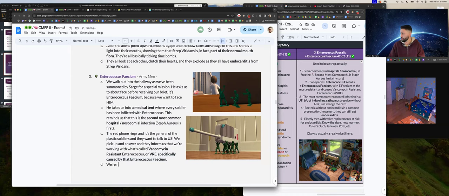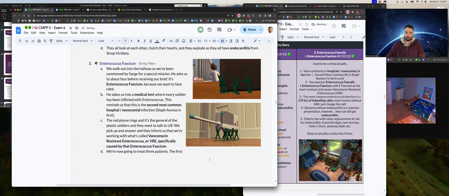We're now going to treat three patients. The first has an indwelling catheter, and we ask the sarge, how long has this been in? Oh, indwelling catheter. And in fact, it's so long, it's made of jump rope, which is actually what they used to rappel down.